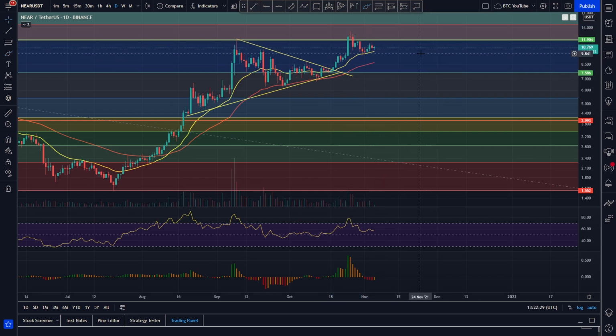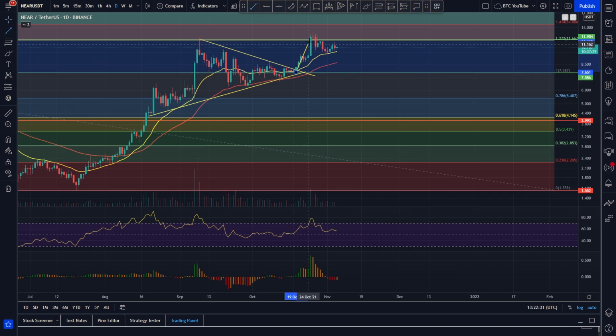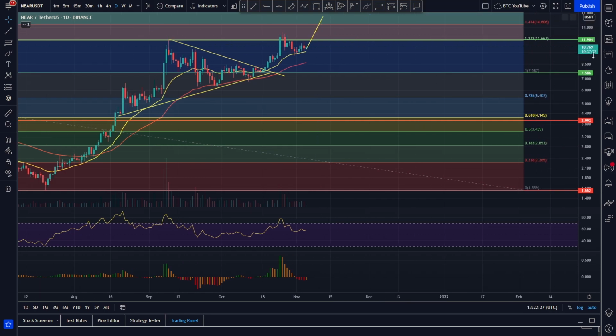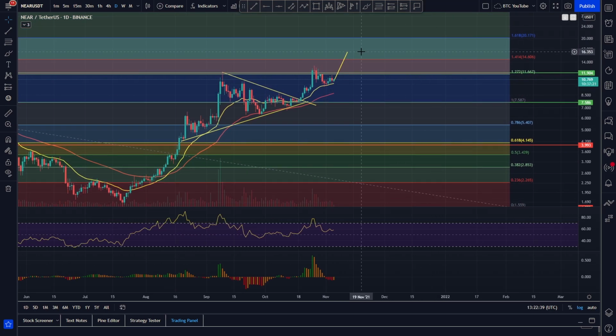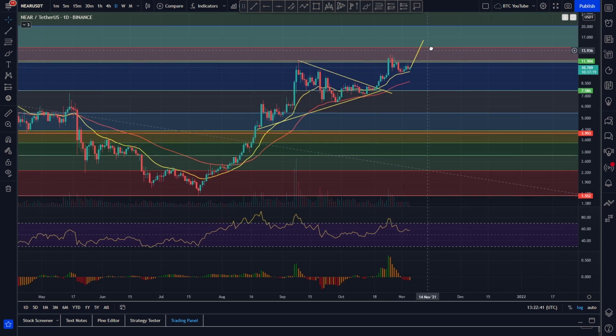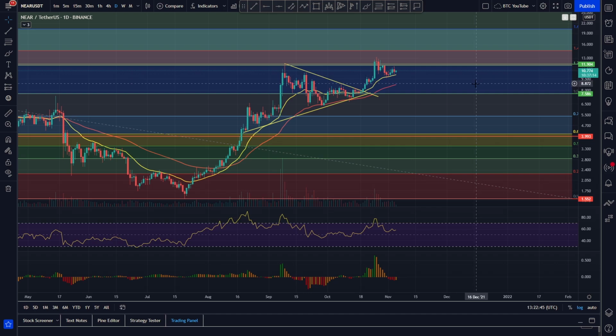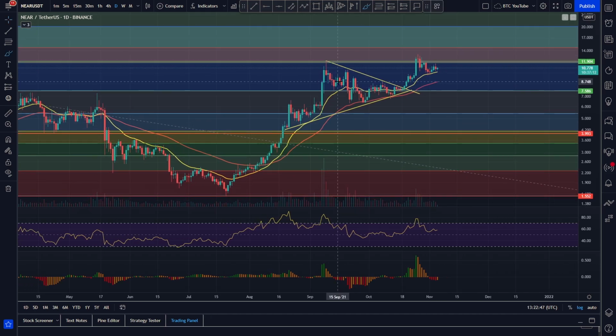And if that was the case, we'd be looking at having a little bit of a pump like this, basically taking us well up above that 141 extension there on the Fibonacci, coming up to around that $16 level if that was the case. So NEAR looking really bullish right now in our opinion, currently trading at around $10.77.